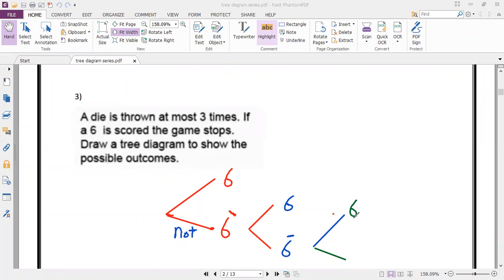And the game, in this case, stops. And if we didn't get 6, so I did it how many times? 3 times, at most 3 times. This is the tree diagram. Did you get it? Do you have any questions?